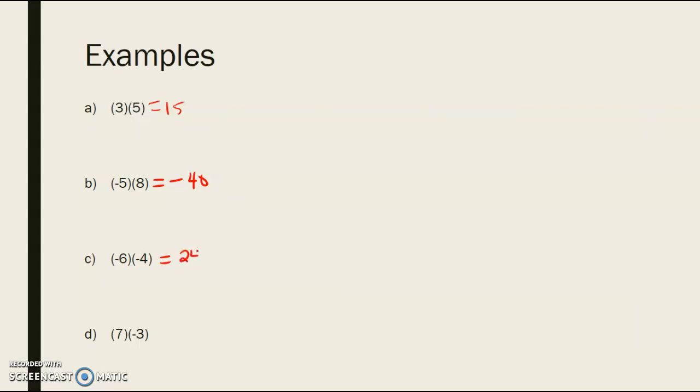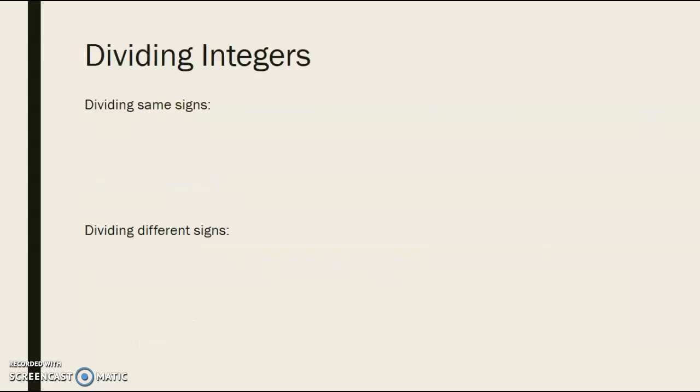And that is 24. And then we have positive times a negative, so those are different signs, so our answer is going to be negative. And then I just have to think, well, what is 7 times 3? And that's 21. So again, same signs give us positive, different signs give us negative. Keep in mind, this is for multiplying and dividing. This does not work for adding and subtracting. We had our own rules for those.